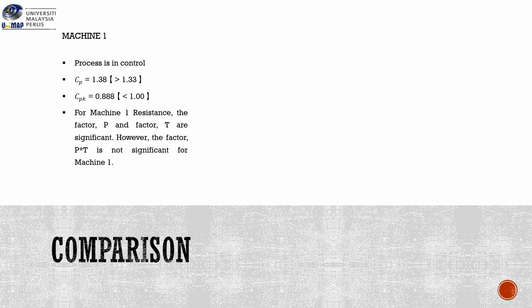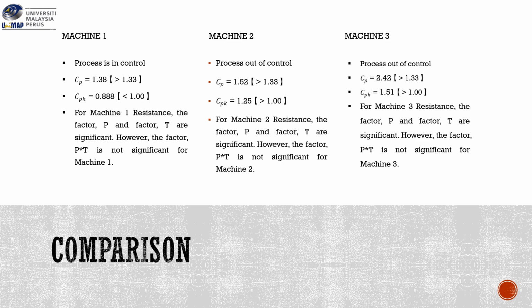From before, we've seen that the machine 1 process is in control. The CP value is equal to 1.38, which is greater than 1.33. The CPK value is equal to 0.0888, which is smaller than 1. The factor P and factor T are significant for machine 1 resistance, but the factor P times T is not significant for machine 1. Whereas for machine 2 and machine 3, both machines' processes are out of control.